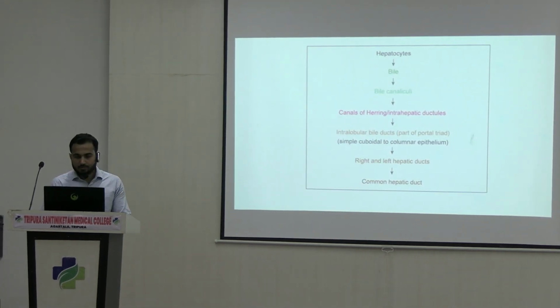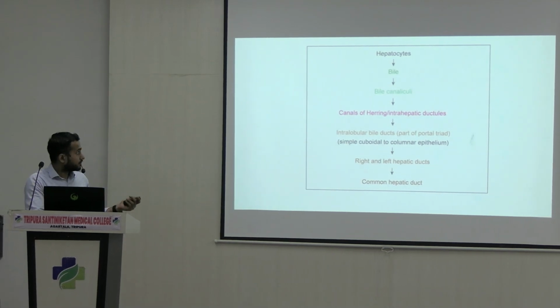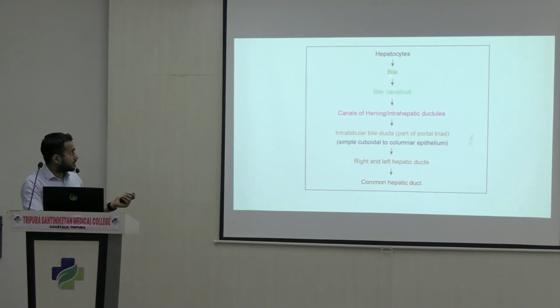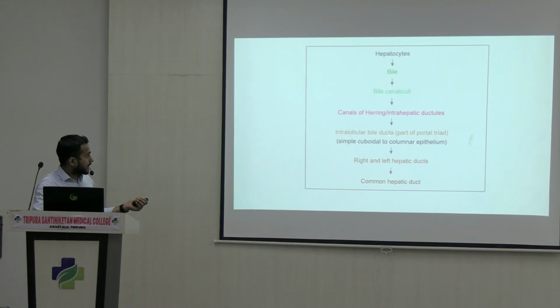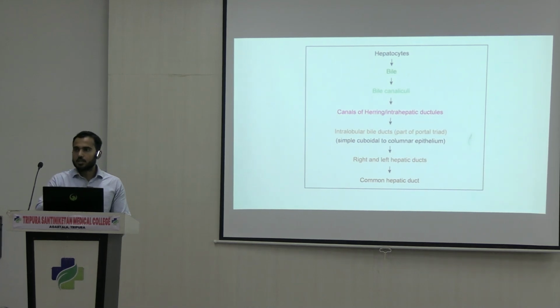Now this is the flow chart of how the bile is flowing. As you can see, from the hepatocytes, first bile is produced, then bile is poured directly into the bile canaliculi. From the bile canaliculi, we get the intrahepatic ductules, also called the canal of Herring. From there it goes to the interlobular bile ductules of the portal triad. After that, the right and left hepatic ducts join together to form the common hepatic duct, and like this it leaves the liver. So this is the flow chart of how the bile is flowing.